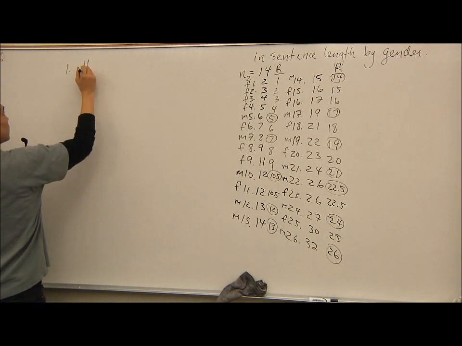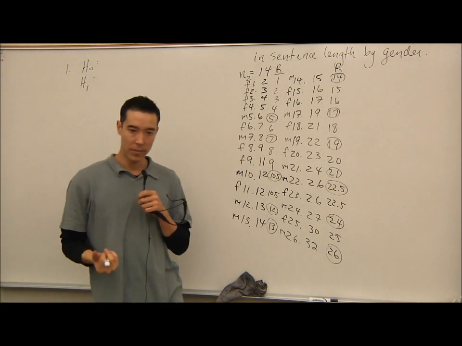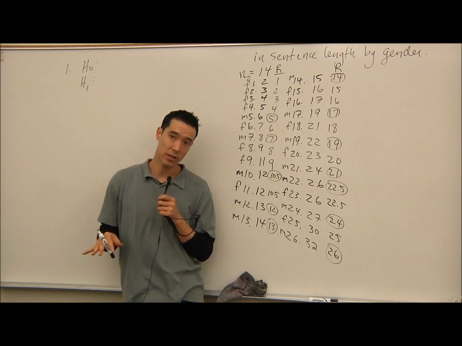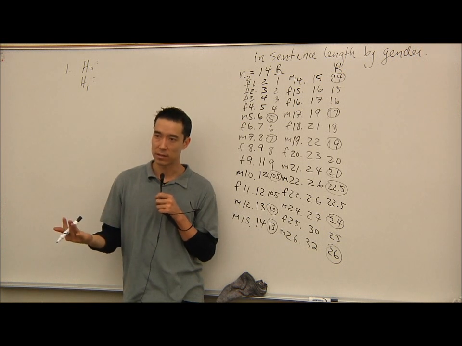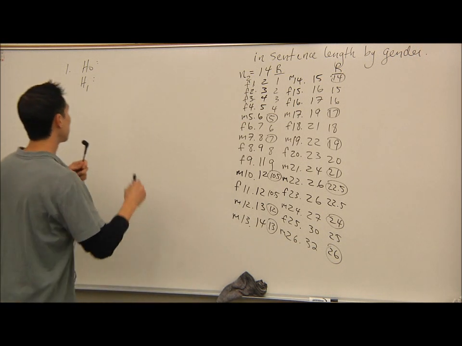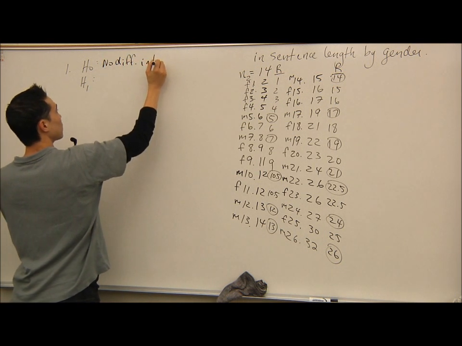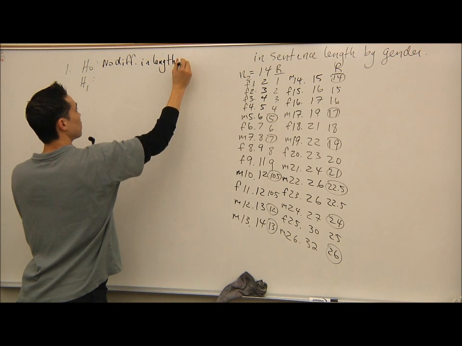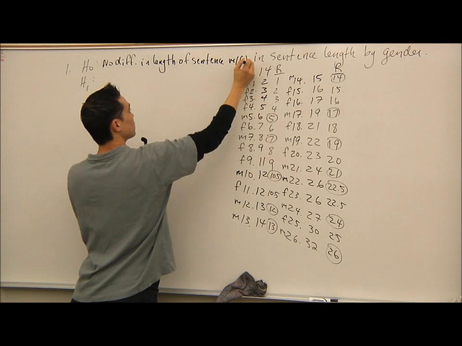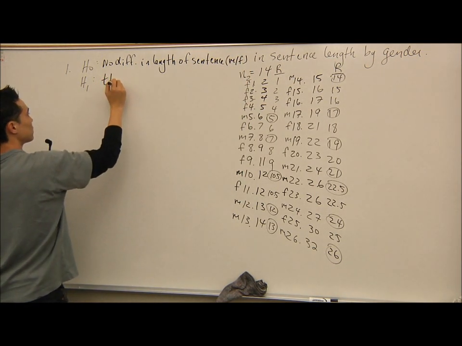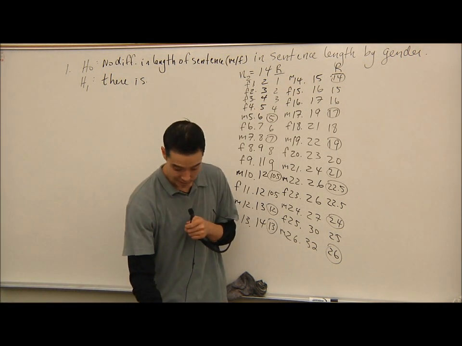Step 1, H0, H1. So again, if there's a difference in sentencing by gender, you need to put that in the H1. That needs to be shown. We just generally assume that there's no difference in sentencing by gender. So H0 is going to be, there's no difference in length of sentence by gender for males and females. And H1 is there is. So it's very descriptive, but our assumption is that everything's equal.